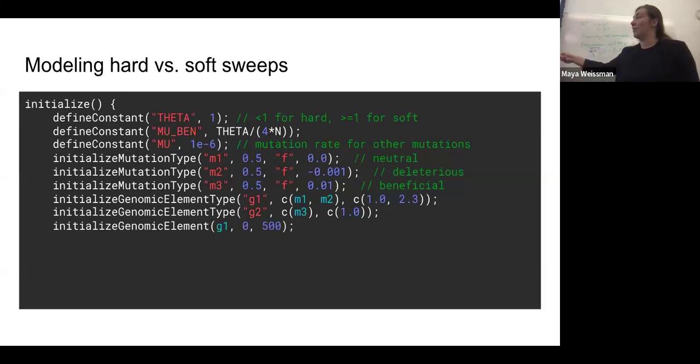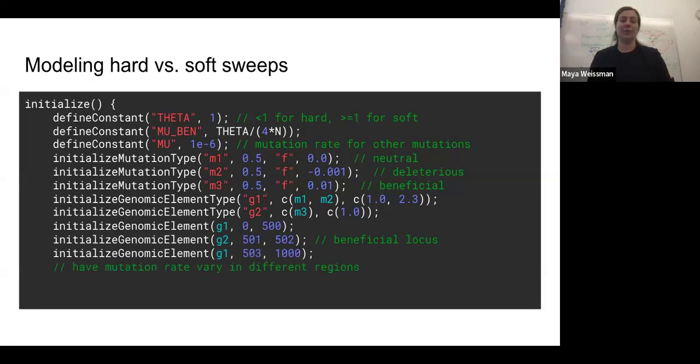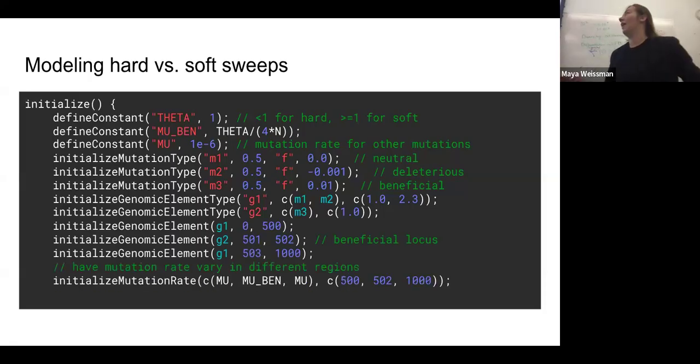And so then I make the genomic element G1 0 to 500. I make G2 a single locus somewhere in the middle, and then the rest goes back to G1. And then I can have the mutation rate vary by providing it a vector of different mutation rates and the different break points I want it to go. So this is saying that up until position 500, I want the mutation rate to be mu. At 502, I want it to be mu ben. And then for the rest, I want it to be mu again.